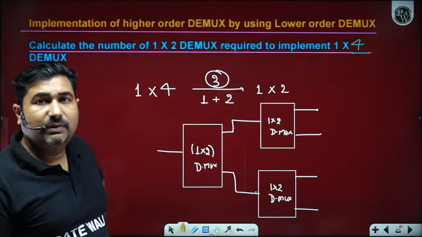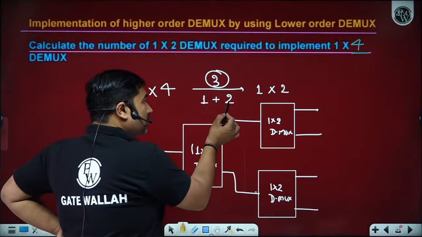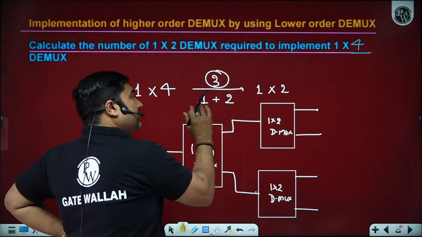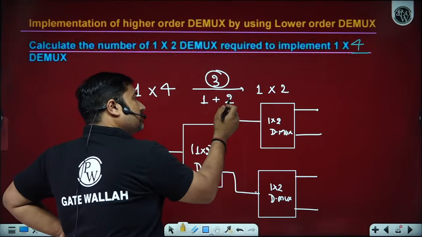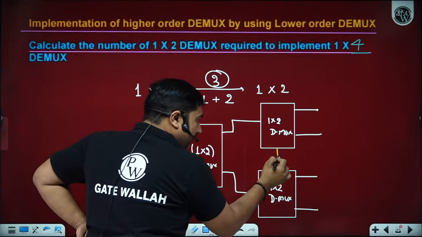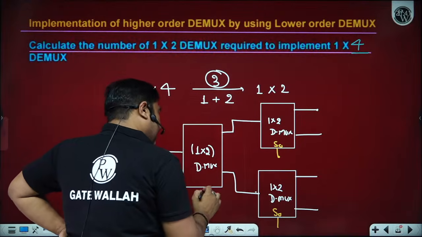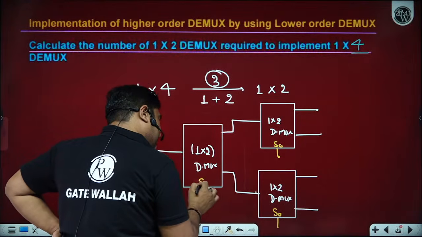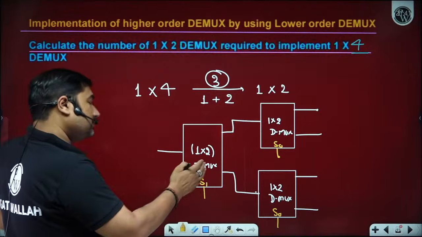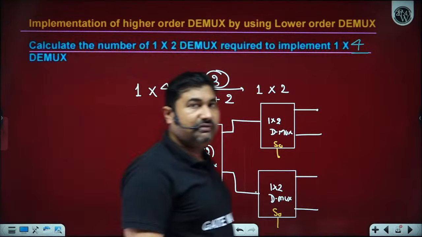Now the things come about the LSB and MSB pins. So we started doing the division from right to left. So the rightmost will have the LSB select pin, and then next we'll have the next significant bit, MSB, and so on. It goes on as per the division.